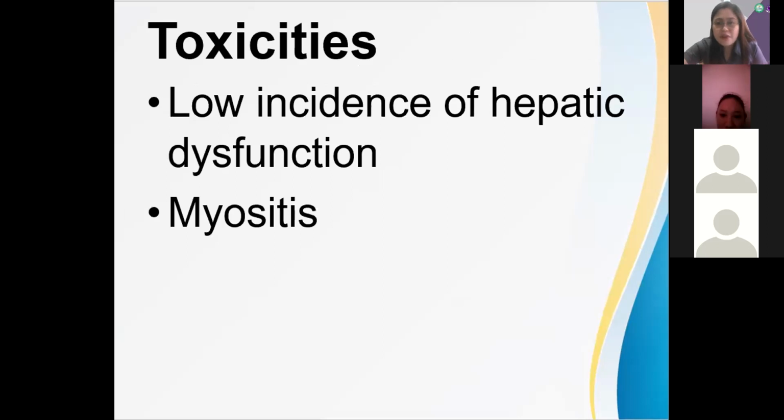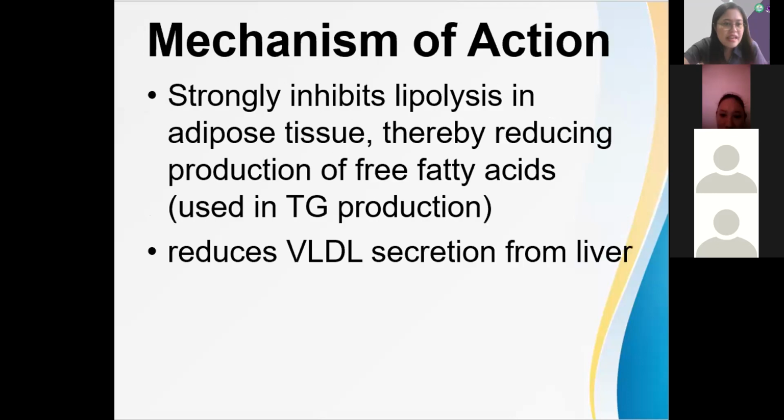The toxicities of our ezetimibe, we have here low incidence of hepatic dysfunction, though magka-problem sa liver, pero so far, dili man nga to kataas ang nagkaroon ng problem. So low incidence lang, and myositis, inflammation of the muscles. Most of our drugs for lipid disorders are actually affecting the muscles.